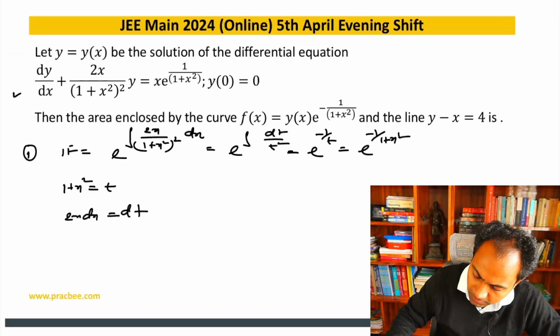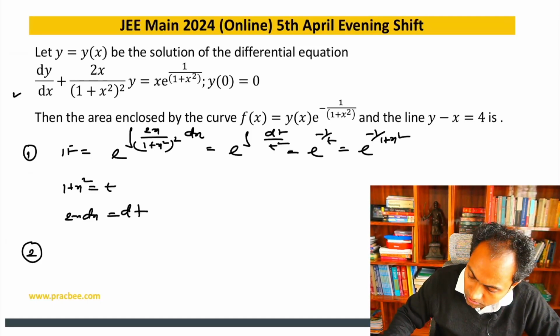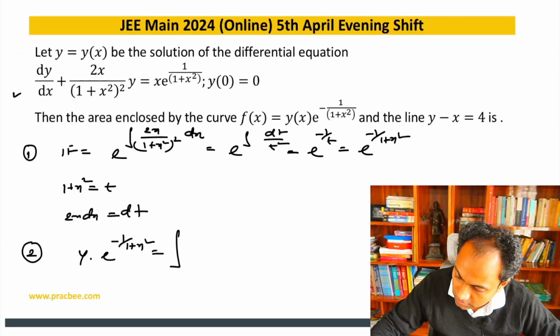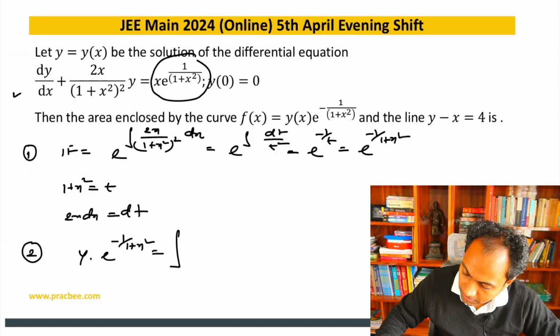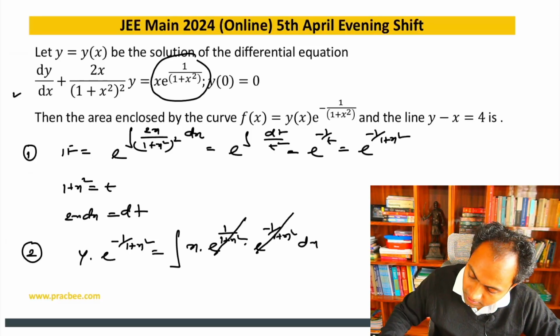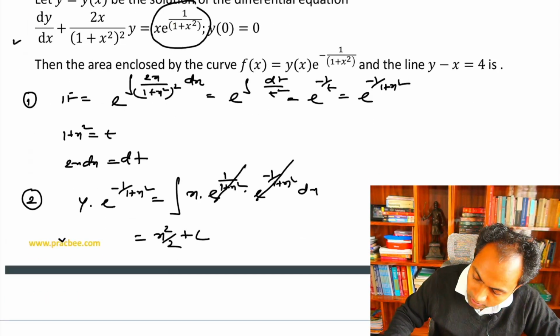Next steps are very simple. Second, let us write the solution. So y into e raised to the power minus 1 upon 1 plus x square. And now if I take this as q, not this as q, and if I multiply it, this is going to become x into e raised to the power 1 upon 1 plus x square. Integrating factor is minus 1 plus e raised to the power minus 1 upon 1 plus x square dx. So this will get cancelled out. Integration becomes x square by 2 plus c. So this is what our solution of the differential equation looks like.